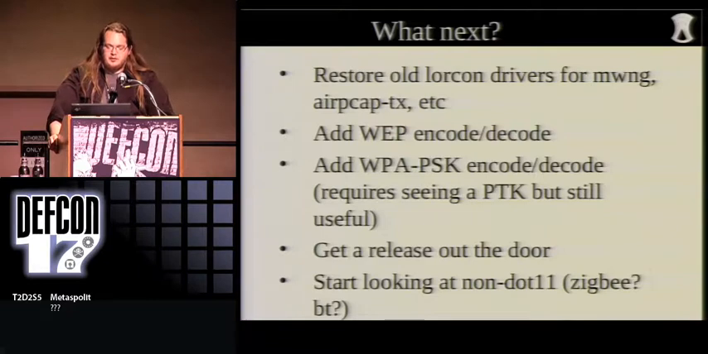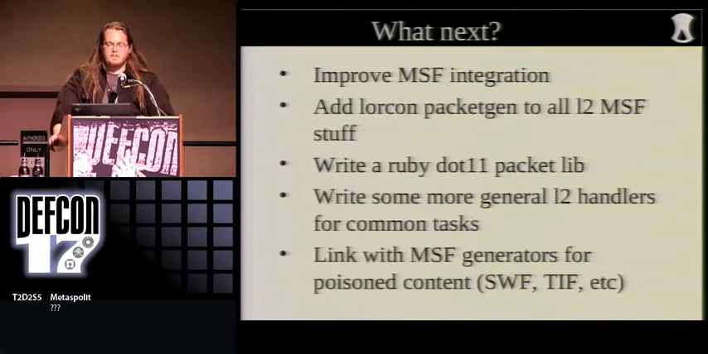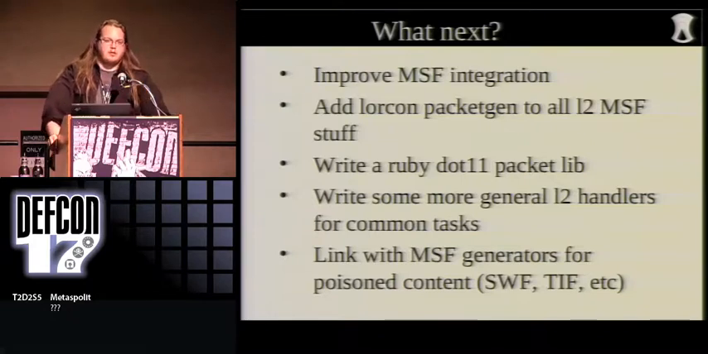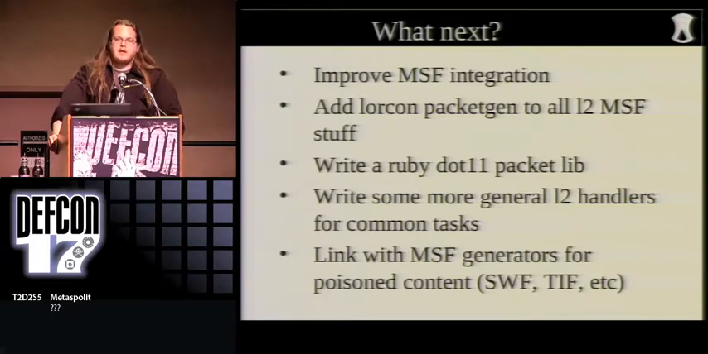Need to actually get a release of Lorcon 2 out the door and need to start looking at adding some non-802.11 stuff like Zigbee and Bluetooth to it. Can improve the Metasploit integration. There's a lot of layer 2 injection stuff in Metasploit, like the new DHCP client and whatnot. No reason that won't work over wireless. No reason we need to do all the decoding in C, so we can do a Ruby native 802.11 library. And then there's some general layer 2 handlers we can do to make things a lot simpler and link with payload generation of other modules like browser autopwn and the images and whatnot.